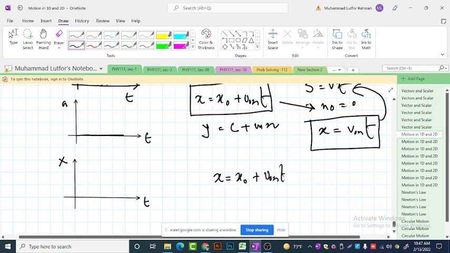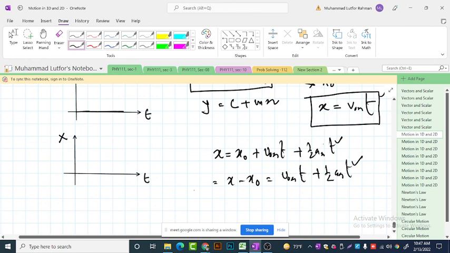You're saying that x minus x naught is actually v naught x t plus half of a x t square. Right, it's the same thing. So in that case, x minus x naught is actually the s, and then you will find it's the same equation. Yes, sir. Right. So that's it. Yes, sir, I understood.